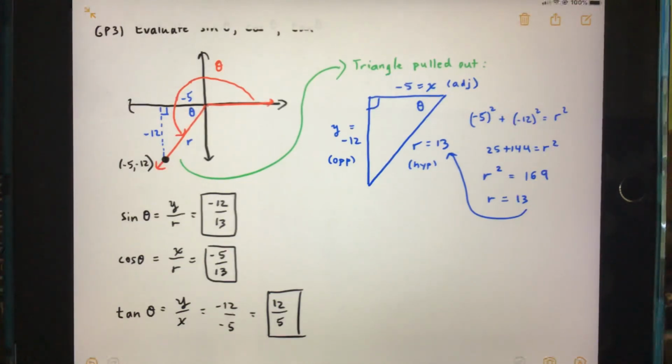And so we have all of our trig functions in simplest radical form here, so that completes this problem, as well as the guided practice for this lesson. I really encourage you to draw these triangles out separately from what you see on a coordinate plane. It'll be so much easier for you to be able to determine what your values are for your x, your y, and your r.